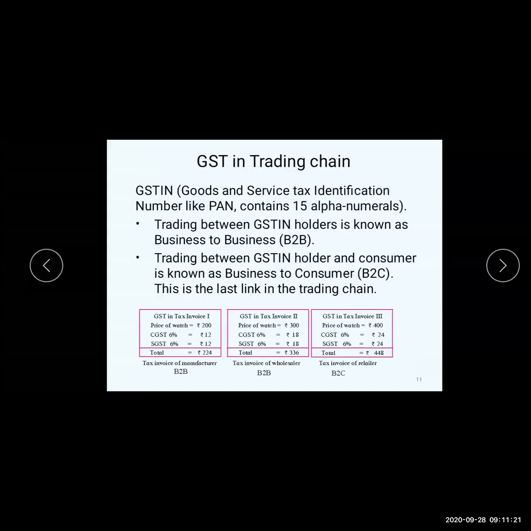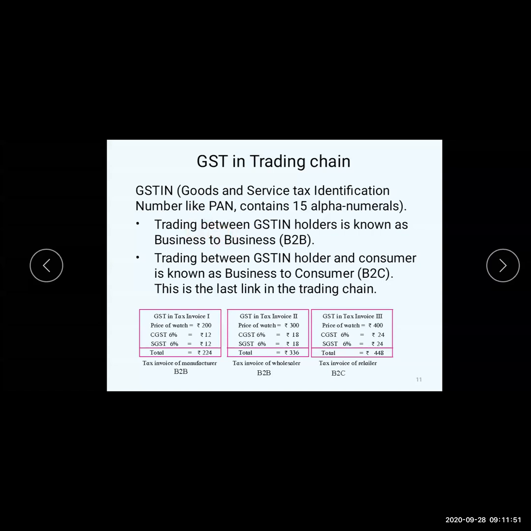Now see GST in the trading chain, as I have explained further. GSTIN, the goods and services tax identification number, like PAN, contains 15 alphanumerals. We have seen this in the first chapter. It is the identification number of the person who is doing the trades, that is, business.